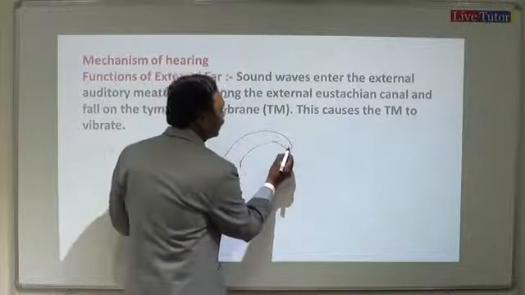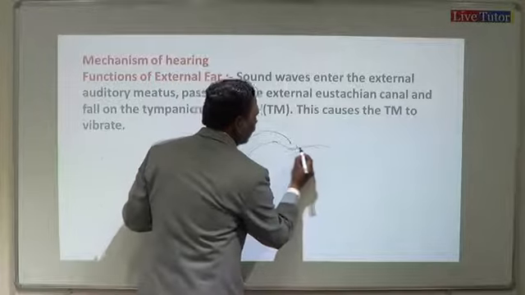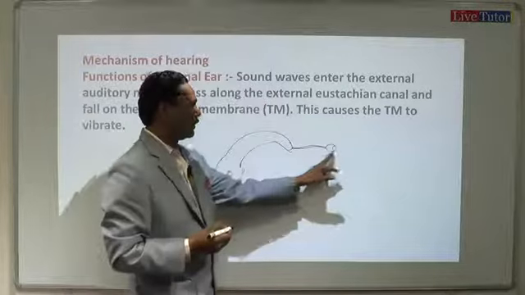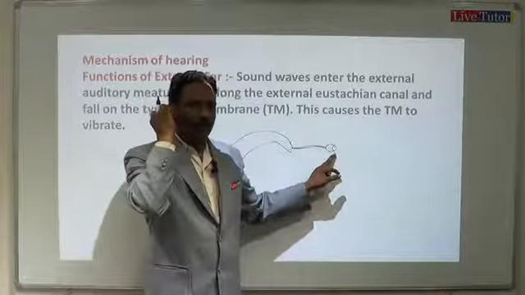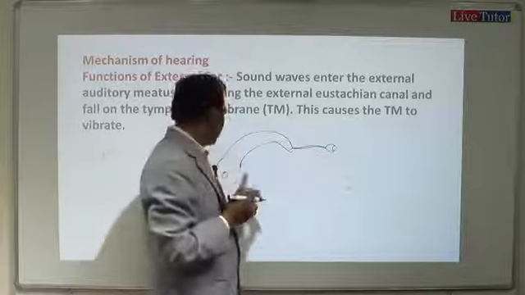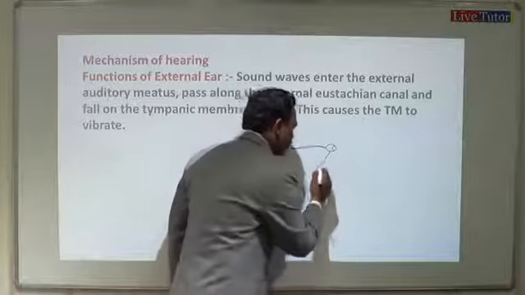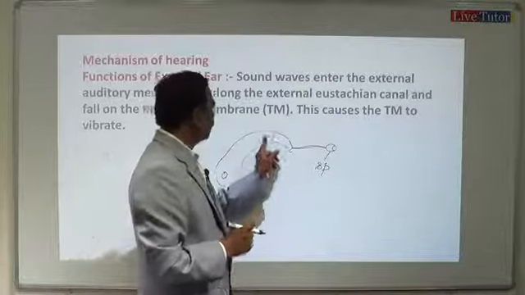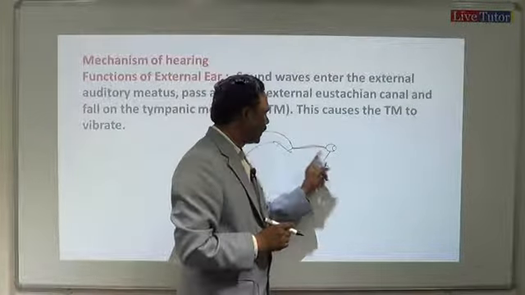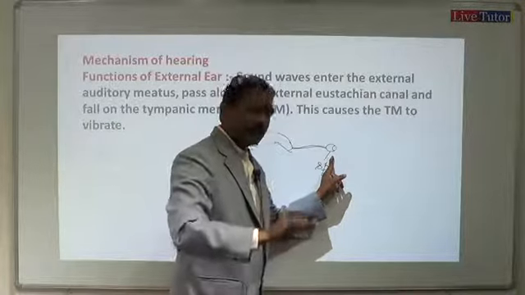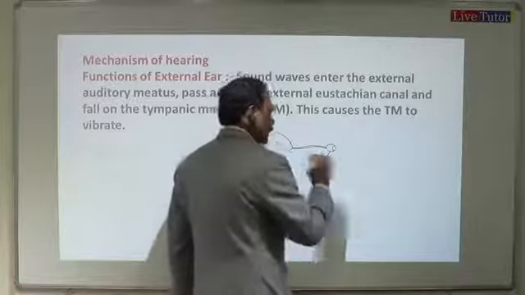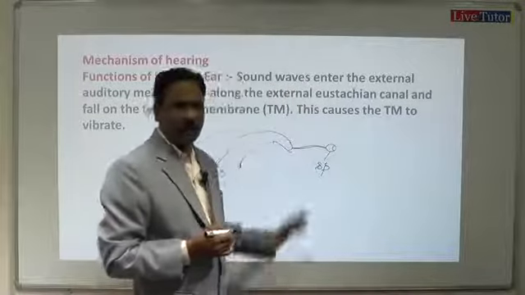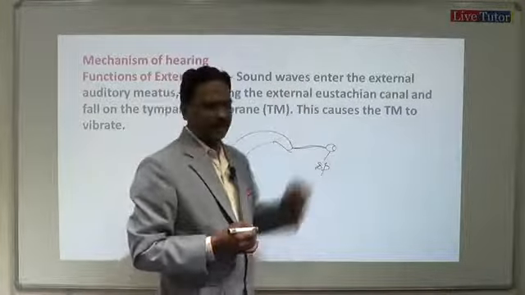Next you can see a wire. The wire is connected with the earphone, that means the earpiece. Here it consists of a speaker. This electrical impulse is transmitted through the wire to the speaker, where the speaker converts the electrical impulse into sound waves, and the person can hear.